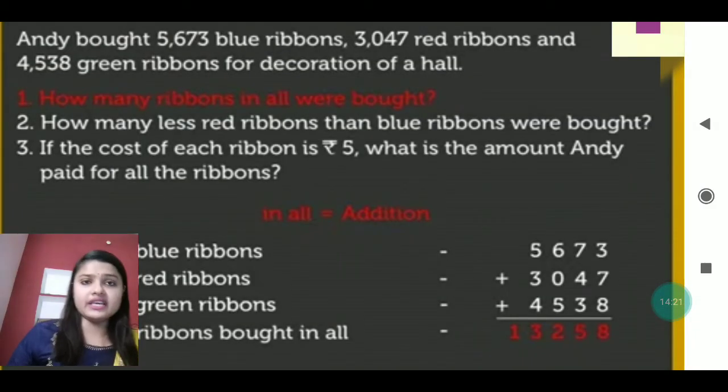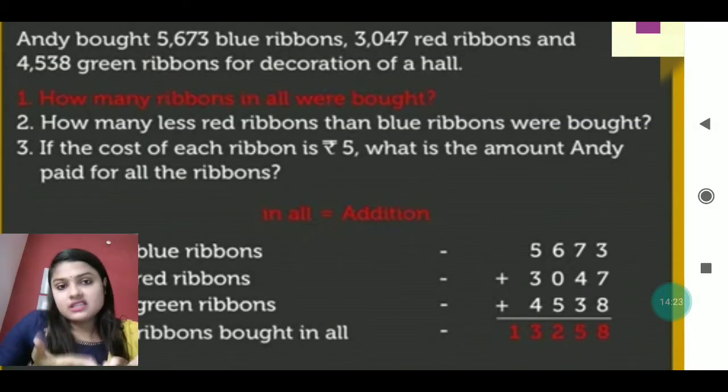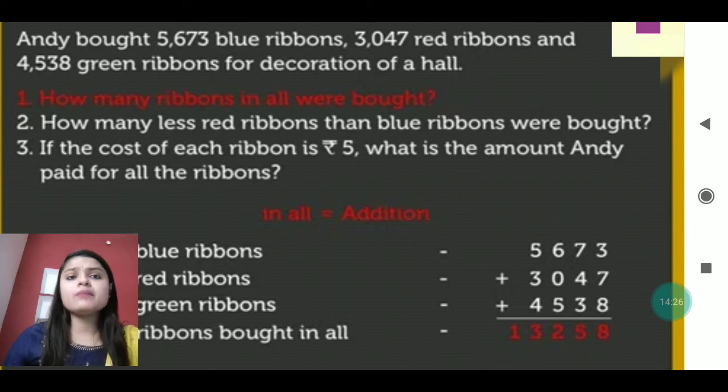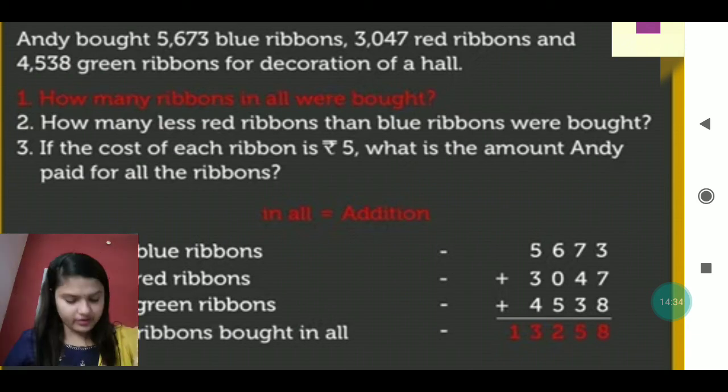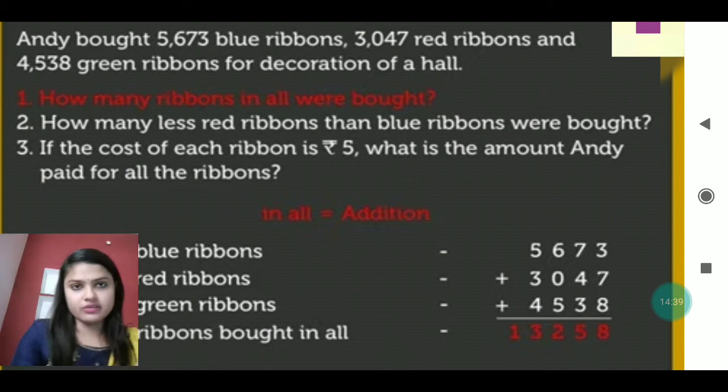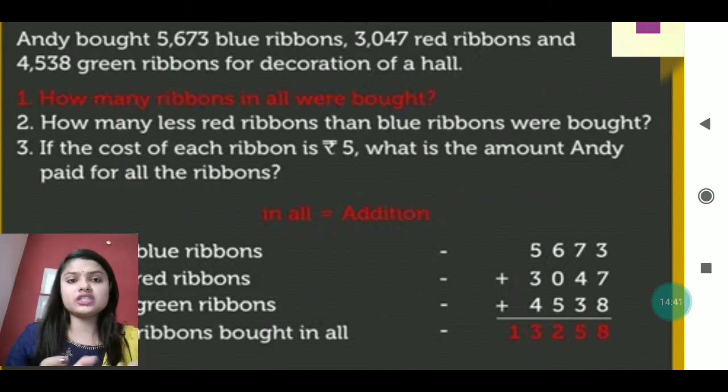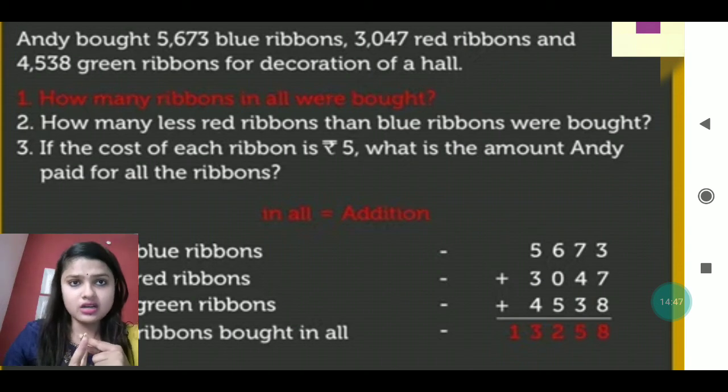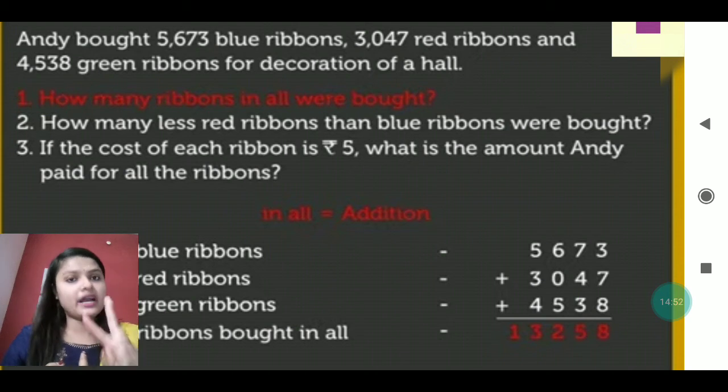The next question. In this question you can see it is written Andy. It is the name of a girl or a boy. Andy bought this much blue ribbons, this much red ribbons, and this much green ribbons for decoration. For decorating the whole house, he bought this much ribbon. But in this question, 3 things we have to calculate. How many ribbons in all were bought? Total number of ribbons, because 3 kinds of ribbons are given: blue, red, and orange.